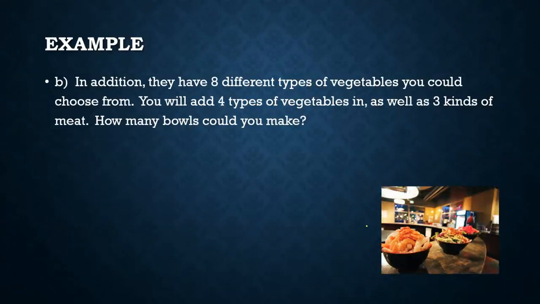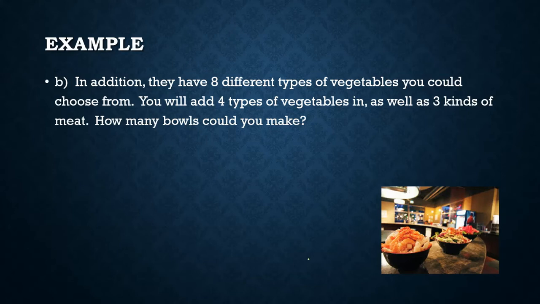Let's move on. What about in this example here? Okay, so we're not just putting meat into these bowls. We're going to have some vegetables too. So let's say they have 8 different types of vegetables to choose from. And we're going to put 4 types of vegetables in, as well as 3 kinds of meat. How many bowls could we make?